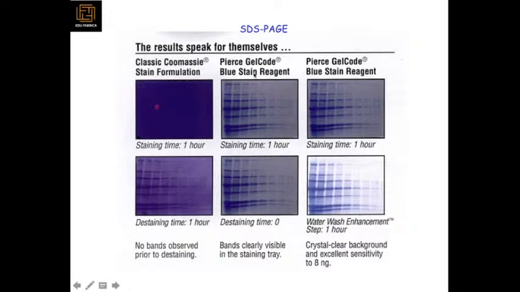So these are three different kinds of gels and stainings that have been used: PS gel coat, blue staining reagents, and stain formation. So here are the best results so far in this case. Excellent results, a clear, crystal clear background.